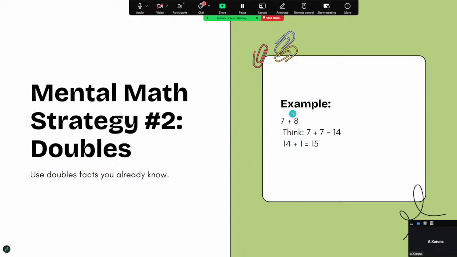So let's take an example. 7 plus 8. So we already know from our double facts that 7 plus 7 equals 14. We can break apart this 8 into 7 plus 1. So we have 7 plus 7, which is 14, and that remaining 1 from the 8, and we add that 1 at the end, and we get 15. So 7 plus 8 is 15. And you can easily do this in your head.